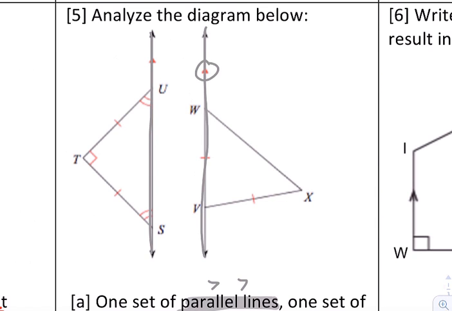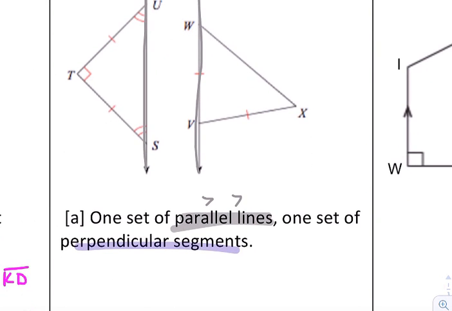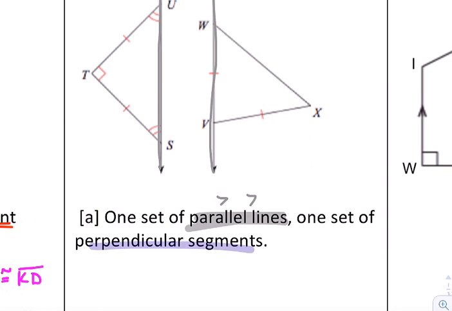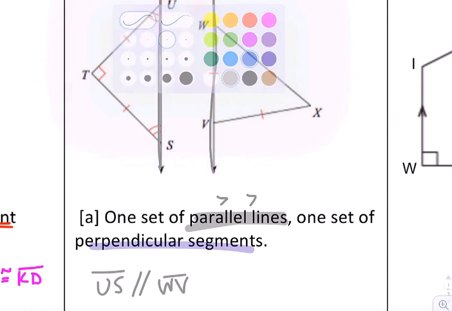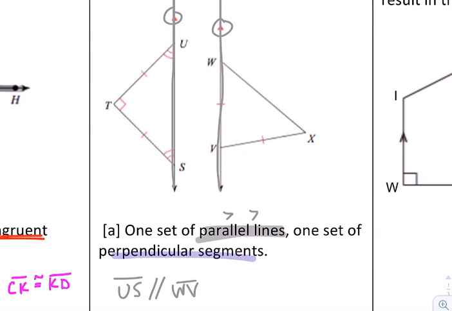We can confirm that because of the markings. And so we do have to name those. So on the left-hand side, we have US, parallel in this case to WV. For perpendicular, we're looking for that kind of marking, and we do have that right here. And so we have to name those. We have TU as a segment, perpendicular to TS.